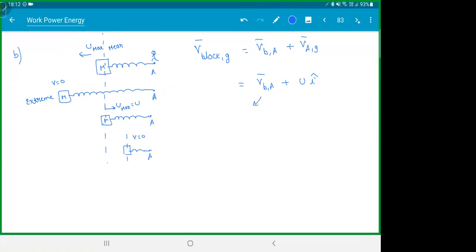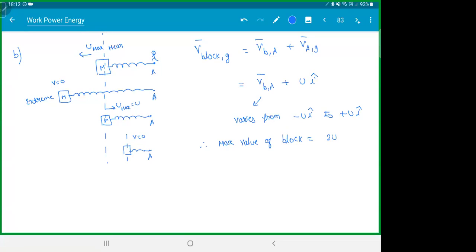So this value varies from minus u i cap to plus u i cap. Now you tell me, what is the maximum possible value? Therefore, the max value of the block is 2u. Is that making sense?